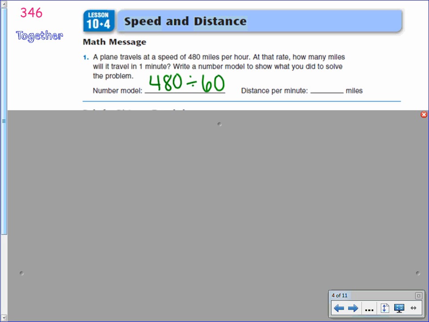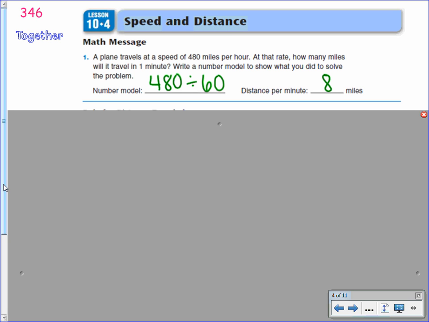Now this division problem might look a little bit harder than you think. But it's not. If I cover up this 0 and this 0, what am I left with? 48 divided by 6. What's 48 divided by 6? 8. You were on the right track.